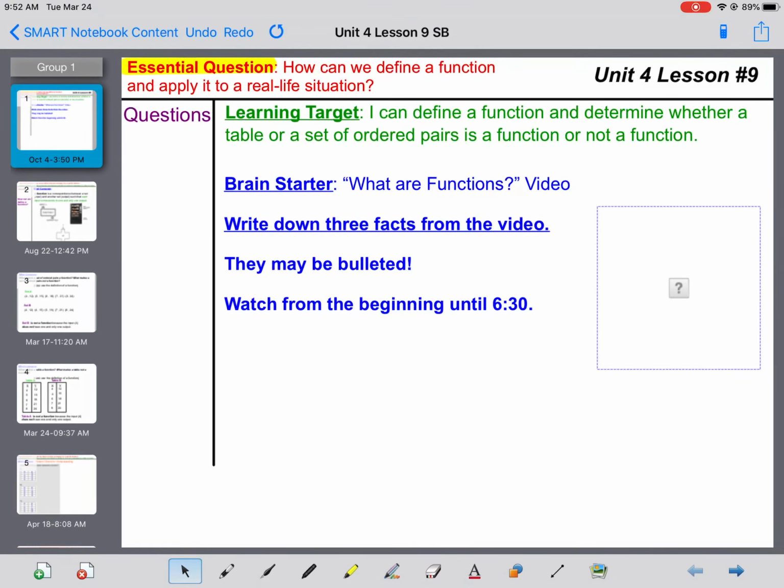Okay, so for the brain starter, when we're setting up our Cornell notes, for today's brain starter, we are writing, what are functions? Video. We are writing 3 facts from the video in our brain starter section. Okay, we are watching from the beginning of the video until 6 minutes and 30 seconds. You will pause it there, because the rest of the video is going to be watched for next week, and we're going to get into that later. Okay, so again, the video is going to be attached to this assignment. You're watching from the beginning until 6 minutes and 30 seconds. Let's move on to the mini lesson.